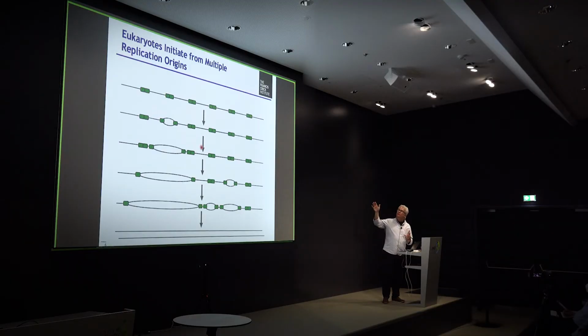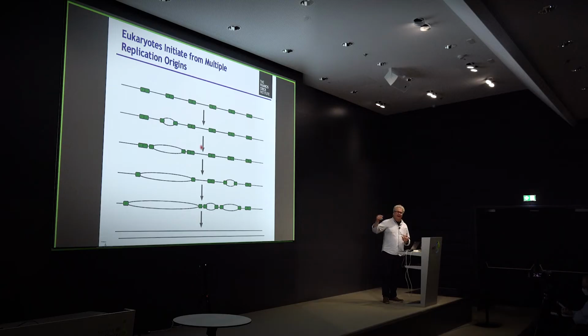Because of this multiple replication origin system, the time that it takes to replicate the genome is completely independent of genome size. It's only dependent upon the distance, to a first order approximation, between the origins, right? So if you have origins that are all very close together, you can replicate very quickly. Drosophila embryos in the first few divisions replicate their entire genomes in a couple of minutes, 1 or 2 or 3 minutes, whereas it takes E. coli 40 minutes to replicate its genome.